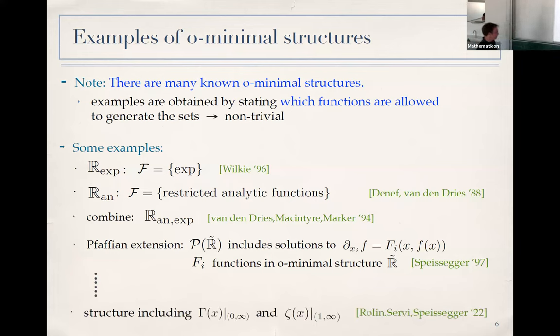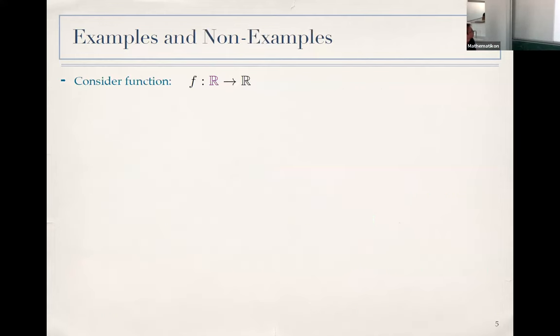Now, just to point out that this is something which is still ongoing. Only last year it was shown that there exists an O-minimal structure where the gamma function and the zeta function are defined. So it's by no means something which ended in the 90s, but it's still an active field done by logic.